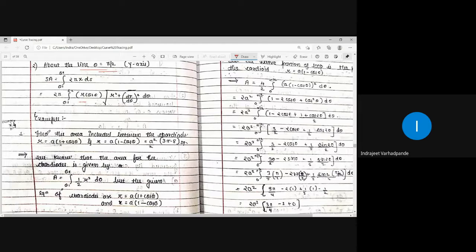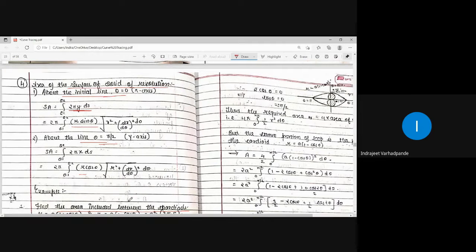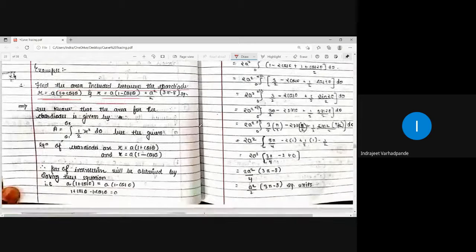So for the first example related to this, find the area included between the cardioids r is equal to a into 1 plus cos theta and r is equal to a into 1 minus cos theta. These are the two cardioids which are facing opposite to each other. This is one of the cardioids, r is equal to a into 1 plus cos theta. This is another cardioid, r is equal to a into 1 minus cos theta. So whatever is the area which is bounded between these two cardioids is the shaded portion. So this is what the shaded region is, which comes under the two cardioids.